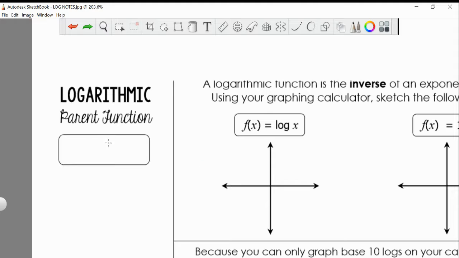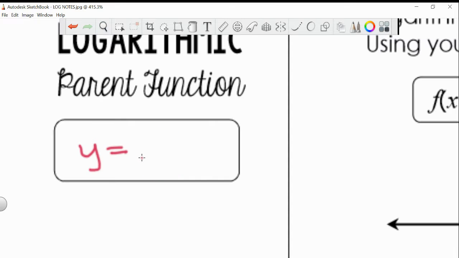Now the parent function, which would be the simplest form of the function without anything else, is going to be y equals, and this one's a bit strange because we have a lot of letters here, okay? It's going to be lowercase l, lowercase o, lowercase g, literally the word log, then it's going to be a lowercase b, but not a regular lowercase b. It's going to be a subscript lowercase b. It's going to look like this, okay?